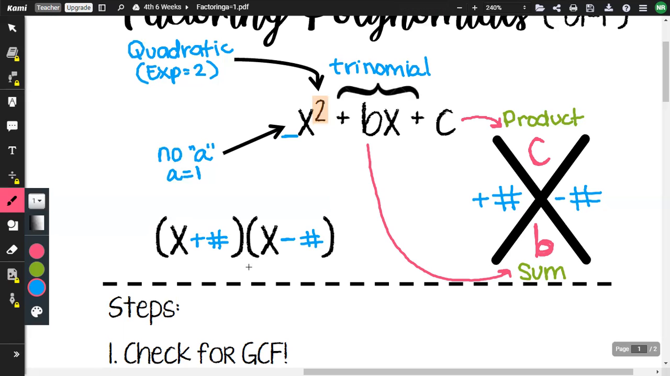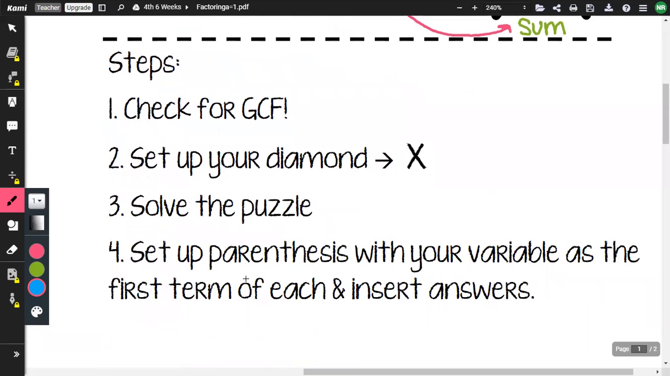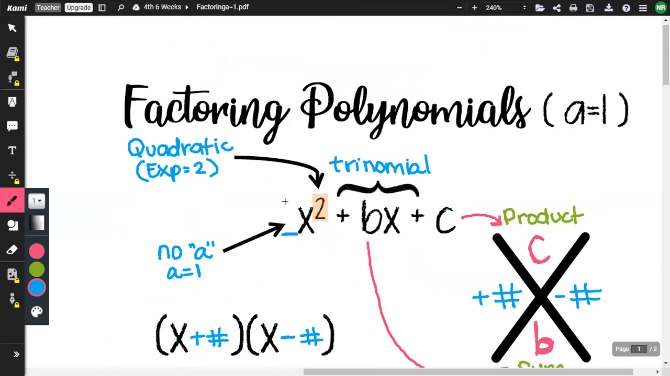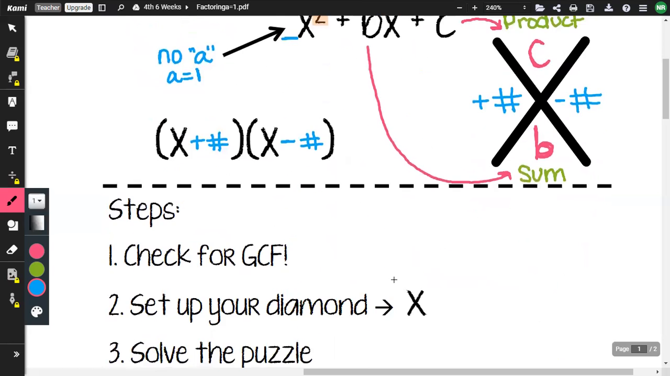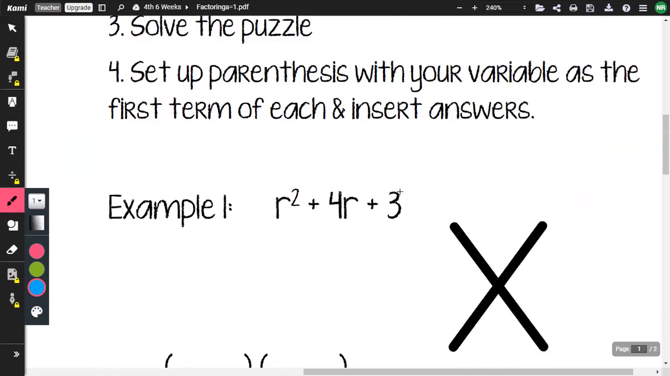Now the steps to factoring these, the first step is always going to be to check for your GCF. What does GCF stand for? You're going to check for your greatest common factor. Now, because there isn't going to be a number here, and because there's never going to be an X here, you don't have to worry about that yet, okay? You set up your diamond and solve the puzzle.